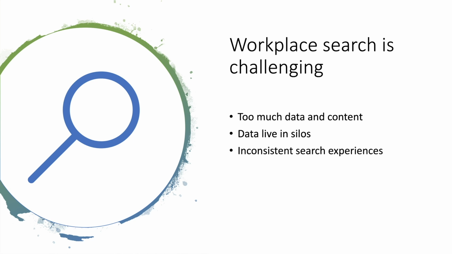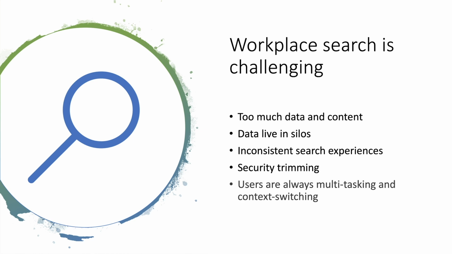Security trimming is another must-have requirement for enterprise search. After all, you don't want your CEO's private document showing up even in a search result. And then if you think about the typical modern information worker, we're all multitasking and context switching, which makes the bar for being able to quickly find the thing that you're looking for very high. Otherwise, we will just get distracted and lose productivity.